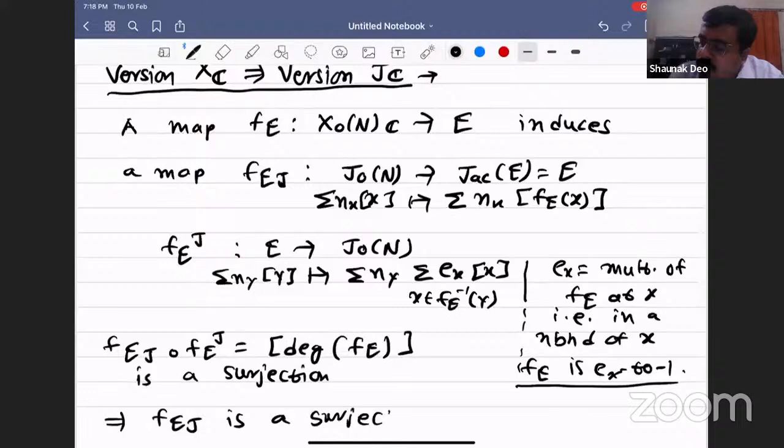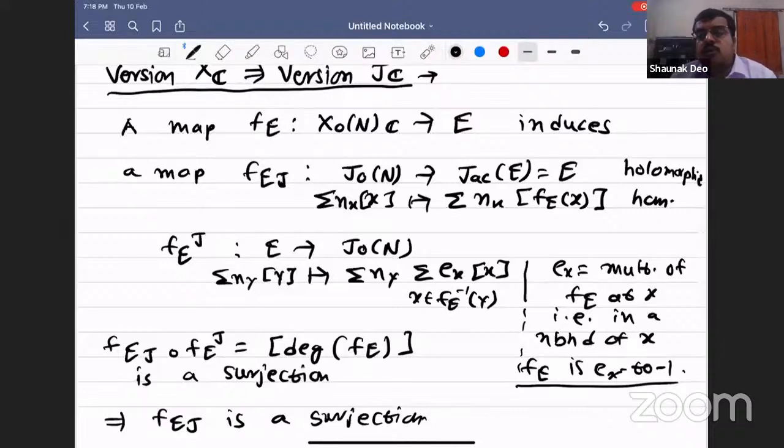Which is what we wanted. This was the map. We wanted a map. So this is a map. This is a holomorphic homomorphism, and all we wanted to prove is that it is surjective. And this just tells us that this is a surjection, just by looking at composing these two groups.